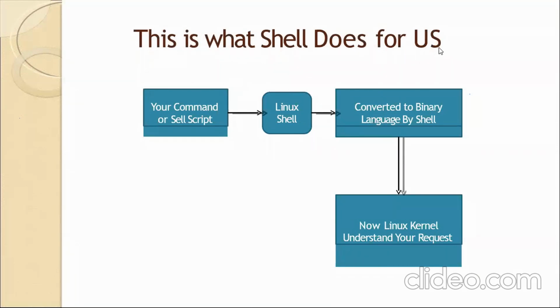This is what the shell does for you. You write your command or shell script. You know what a shell script is: we create a program consisting of different shell commands, and executing that script is the shell script. You write that in a Linux shell, and it is converted into binary language by the shell. That is the function of the shell, converting your command, which is in English, into binary language. Now the Linux kernel understands your request, meaning the command you have given.